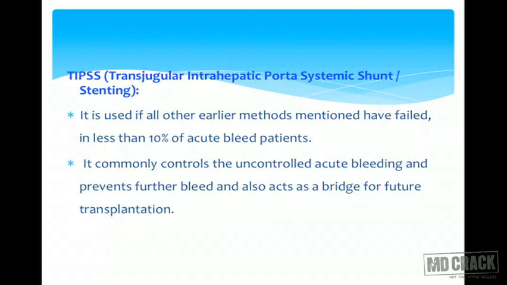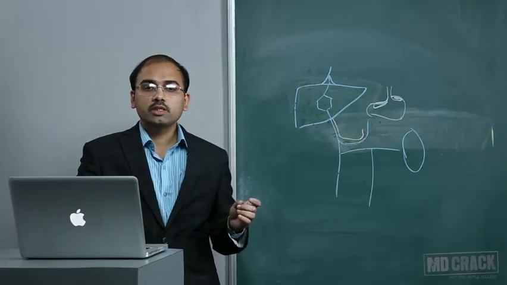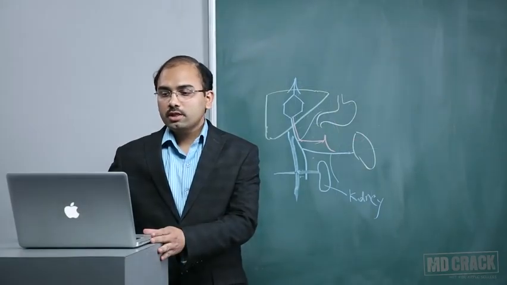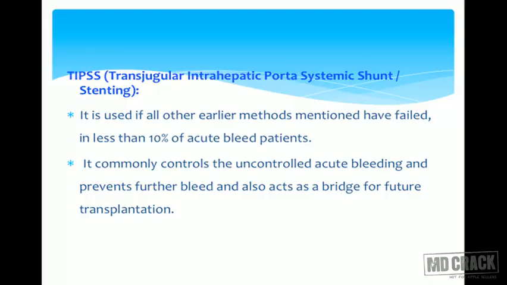So friends, we saw various non-surgical measures to control acute bleed. So now we'll see what are the surgical measures. Transjugular intrahepatic portasystemic shunt, or it can be stenting. It is used if all other earlier methods mentioned above have failed, which occurs in around 10% of acute bleed patients. So it is commonly used to control uncontrolled acute bleeding and it will prevent further bleed. It will also act as a bridge to tide over the crisis and to prepare the patient, or the patient can be easily waited till the transplant is available.